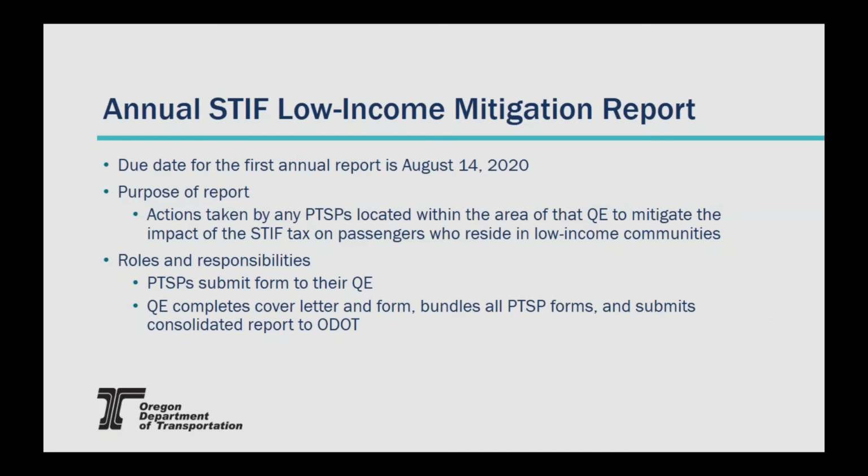And then the QE will complete a cover letter and a form of their own describing their own actions to reduce the impact on low-income communities. They'll bundle all of the PTSP forms that they receive and submit them in a consolidated report to ODOT. And now that is going to be submitted through the STIF periodic report, the SPR. So that will be submitted along with formula reporting.